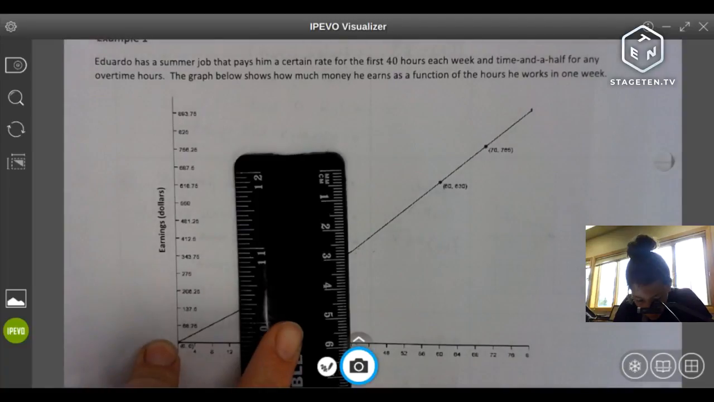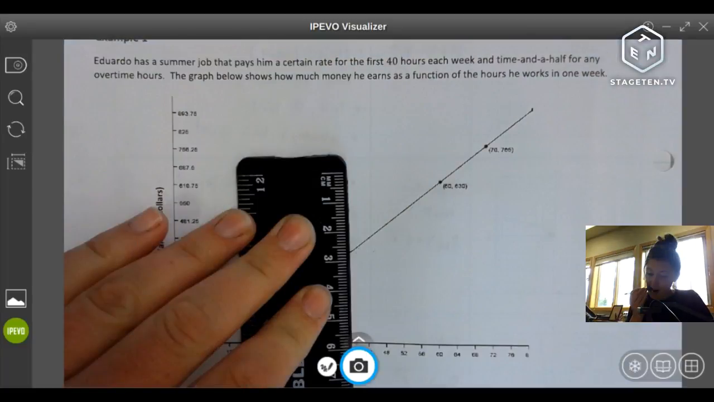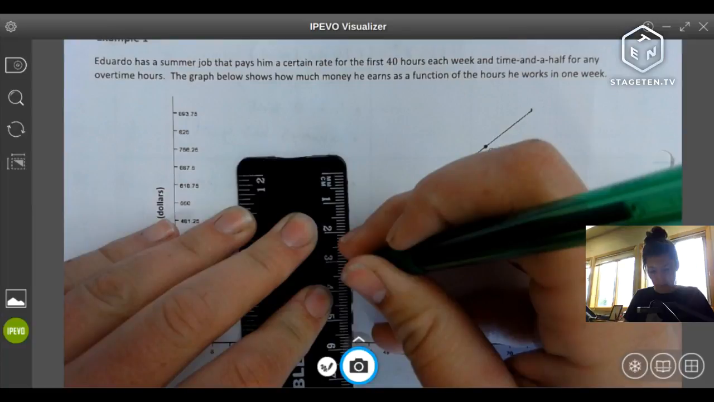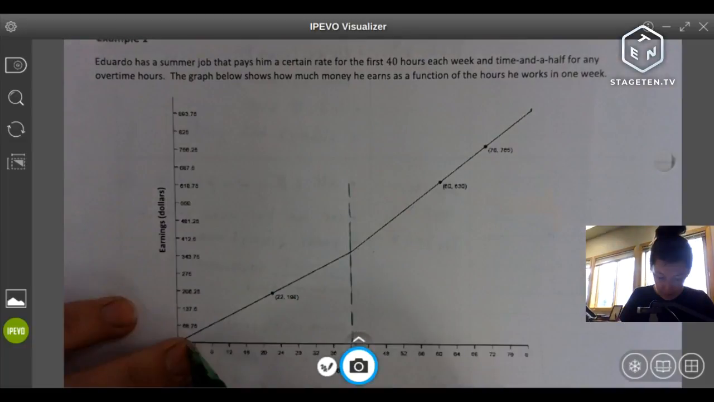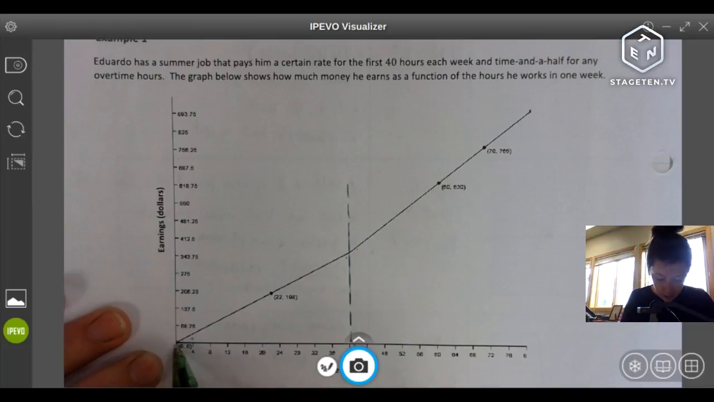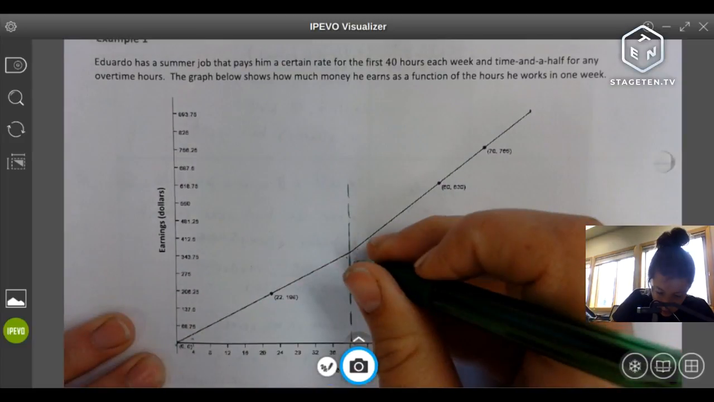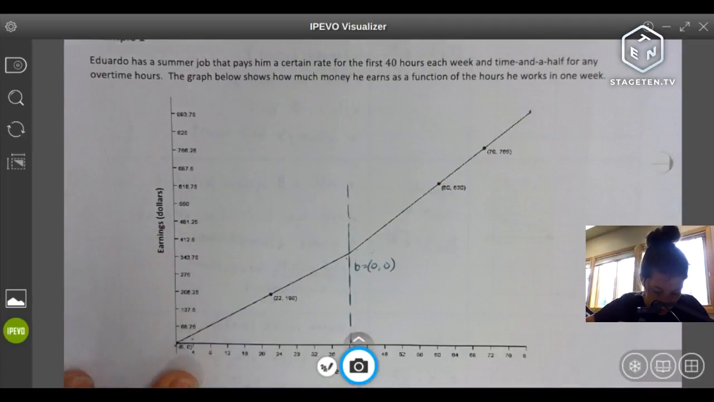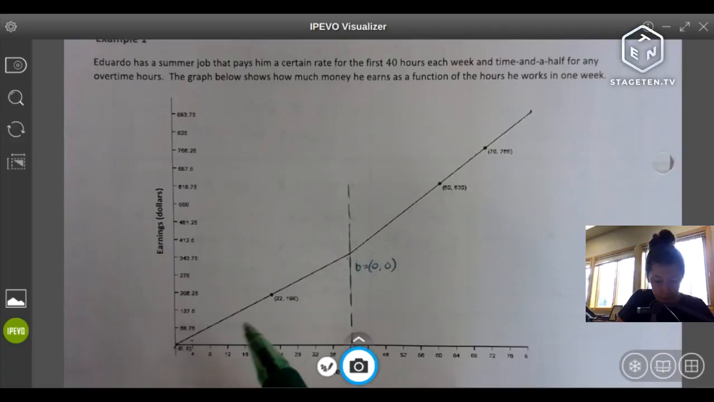So for A, for our function, let's look at this bit first. Okay, so it goes from 0 to 40. This is a 40-hour job. So it changes. Use a different color. It changes at 40 hours here, right? So the first function is going to go to this point. Our intercept is here, 0, 0. So b equals 0.